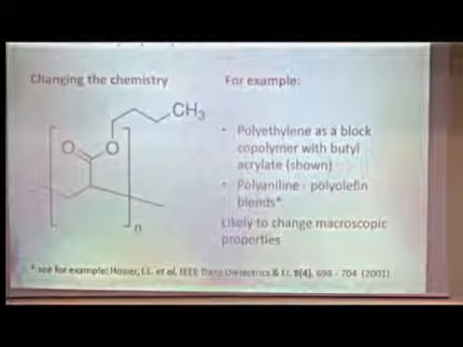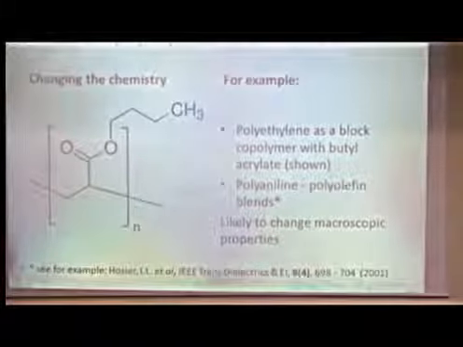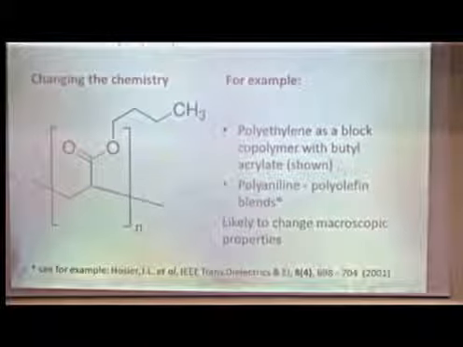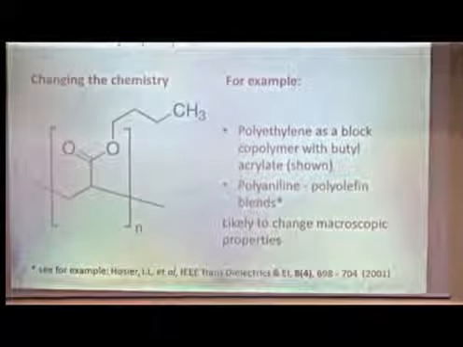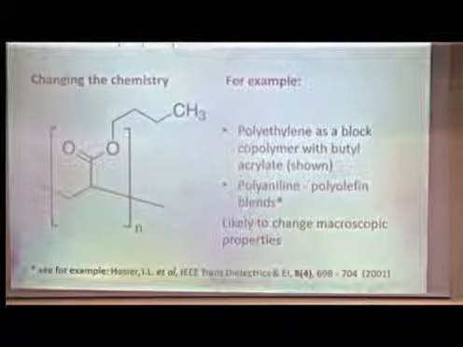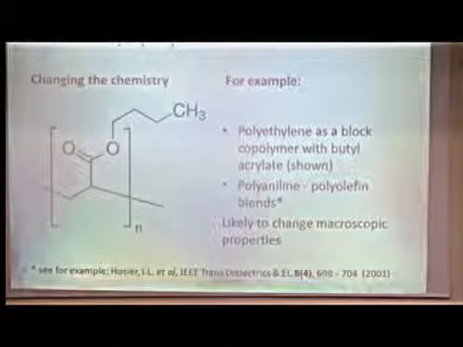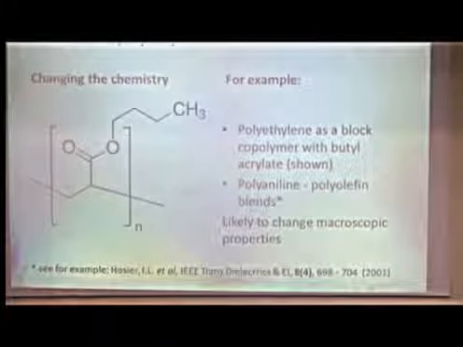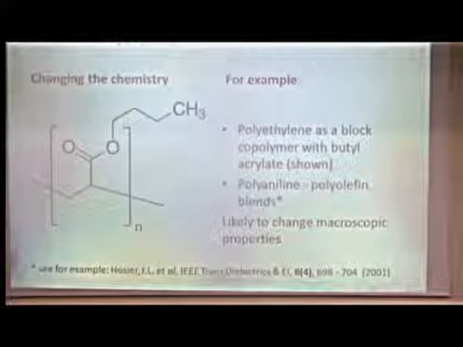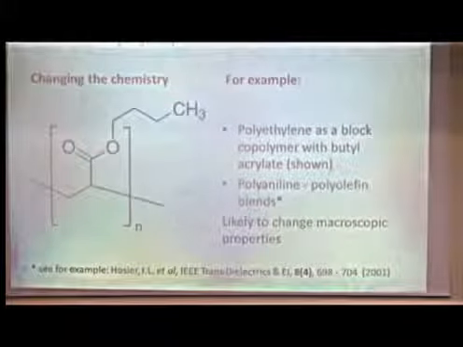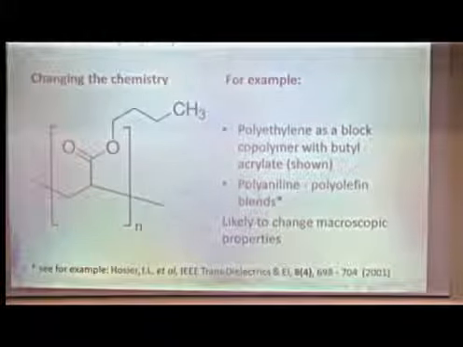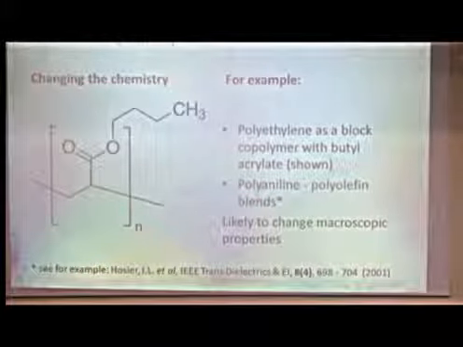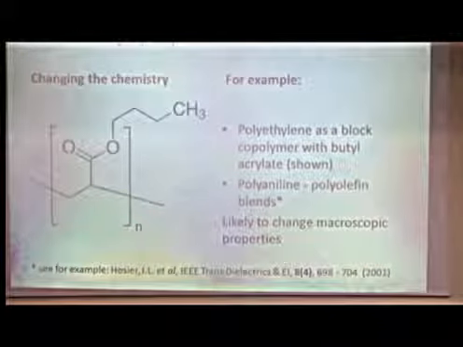So, for example, this is a butyl acrylate. And you could imagine that you could include this as a block copolymer with polyethylene. So you can have some of the polyethylene and then a block of butyl acrylate. And this is being tried out by Borealis, and it's quite widely publicised, so it's in the literature, so I'm not telling you any secrets there. And people have tried other blends as well.